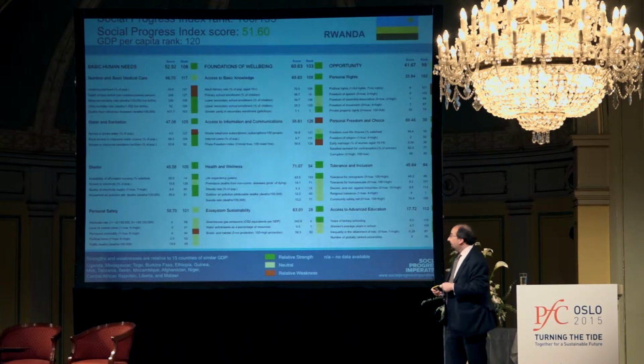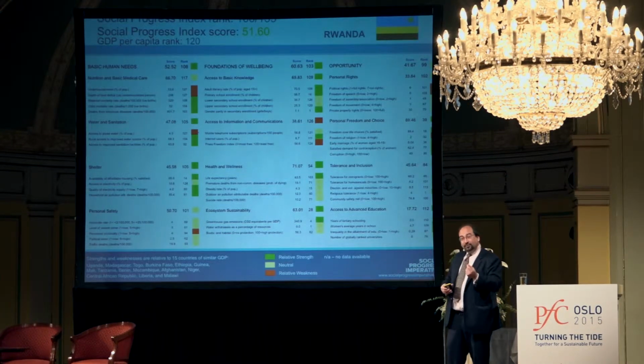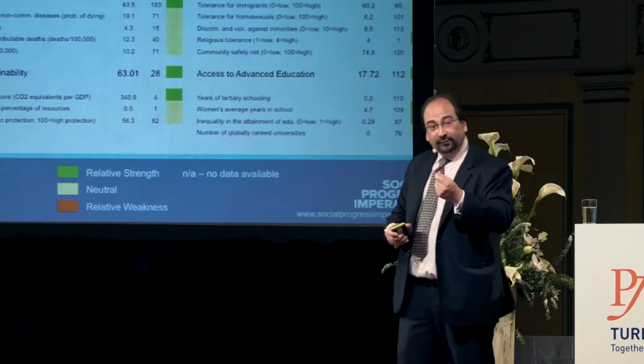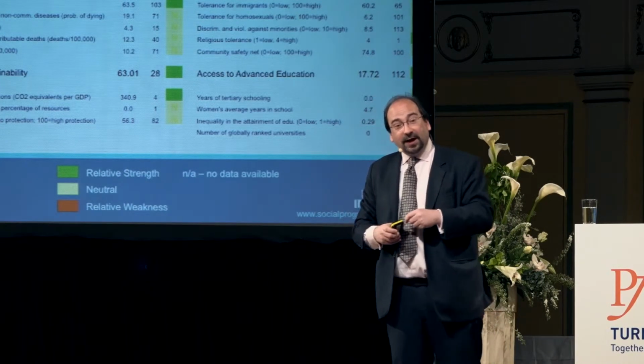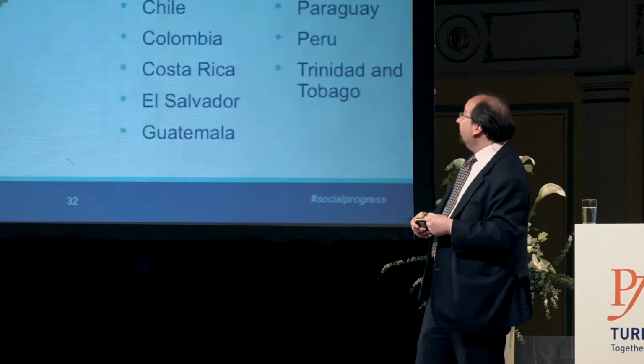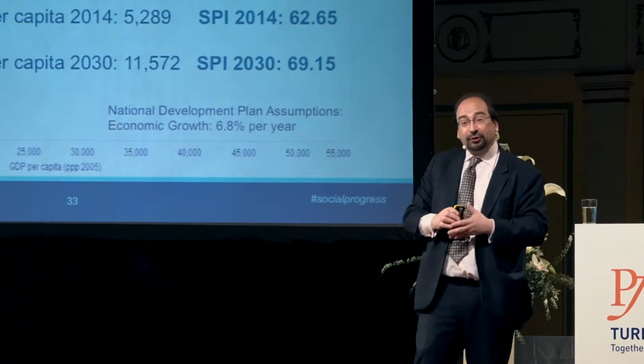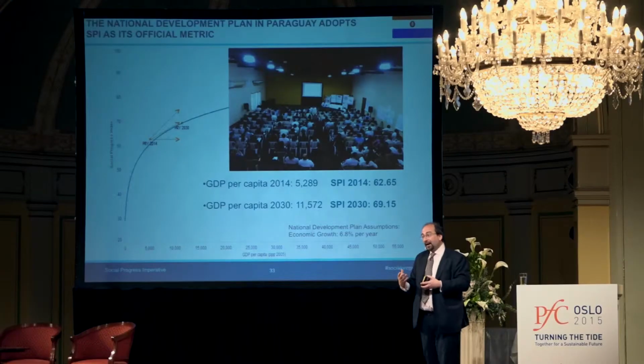So how are we using this? Well, since we've launched the index, we've been working with a number of countries focused initially on Latin America. And in December, we had an exciting announcement, which is that Paraguay became the first country in the world to adopt a national plan that has an economic development target and a social progress target.